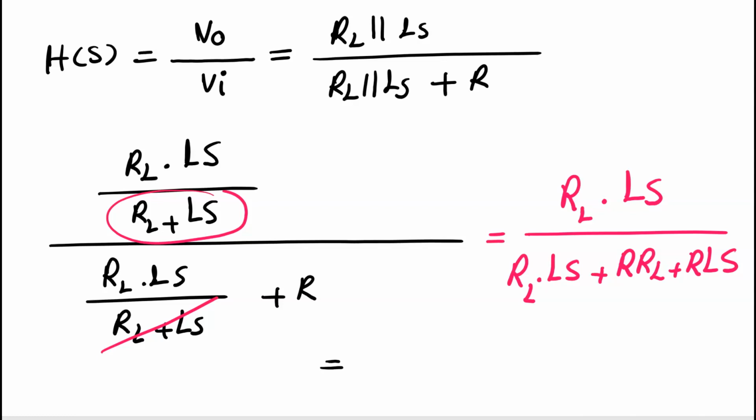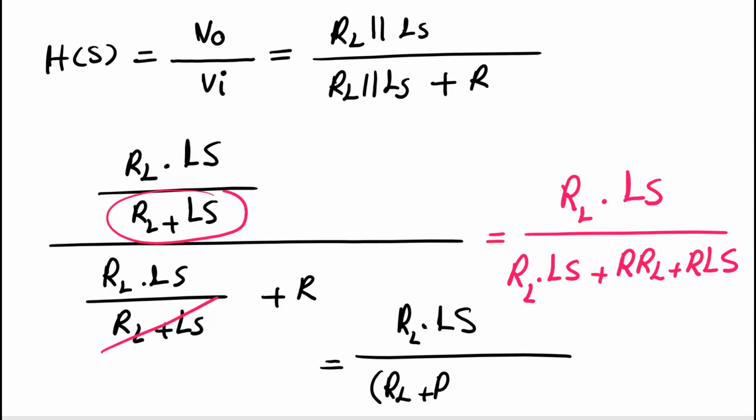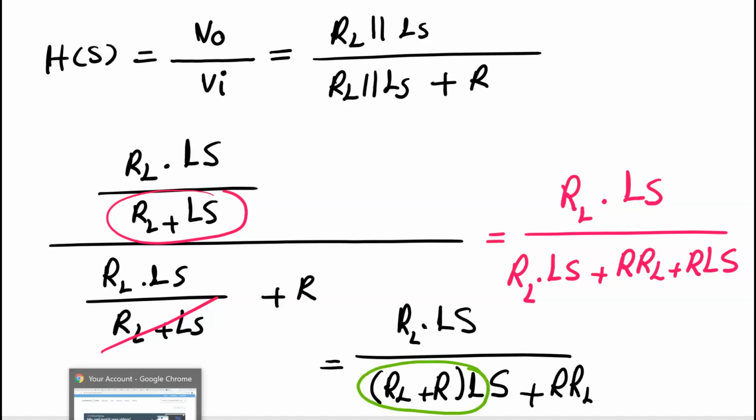So I'm going to have RL multiplied by LS divided by, the coefficient of S here is RL plus R multiplied by L multiplied by S, and then the constant is R multiplied by RL. So now I'm going to divide everything by the coefficient of my S to make it look like a standard form for a high-pass filter.